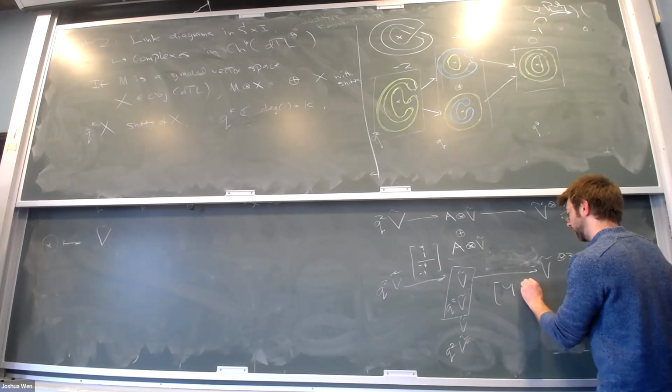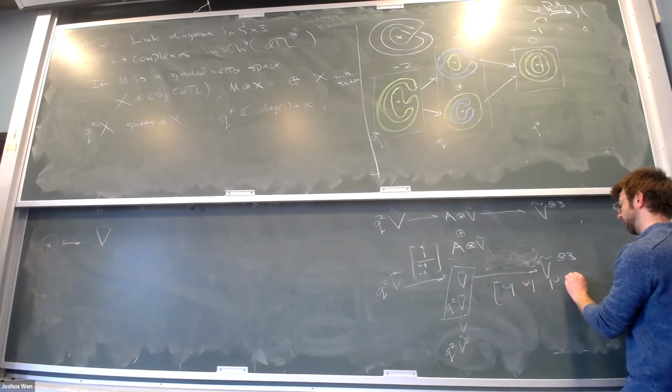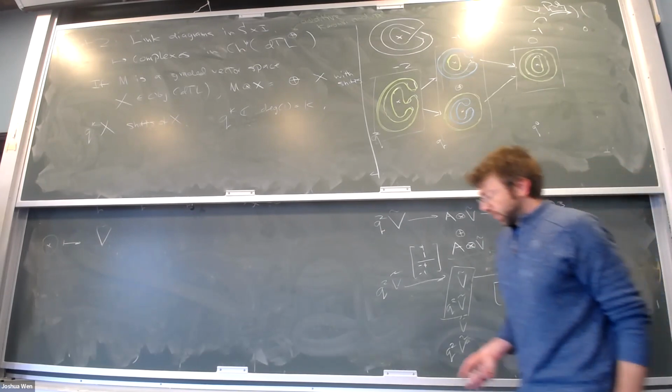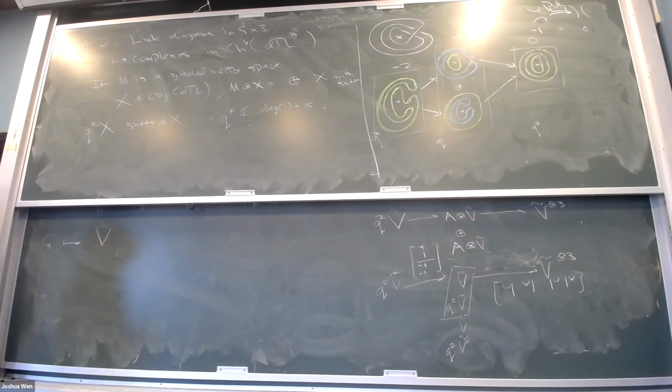I will have to wrap up. So the differential looks something like this. So maybe this is a little bit too rushed, but there is some procedure which will produce a chain complex. Two equivalent diagrams will get you chain complexes which are equivalent.